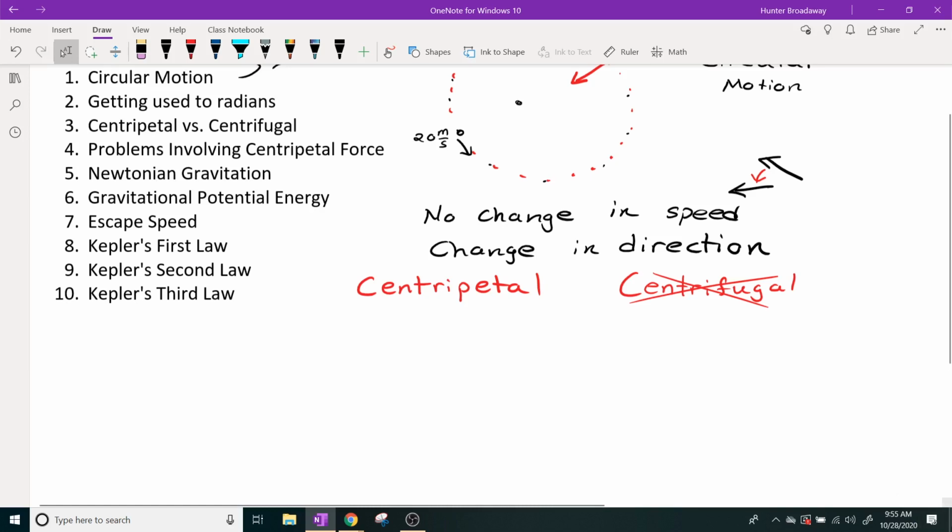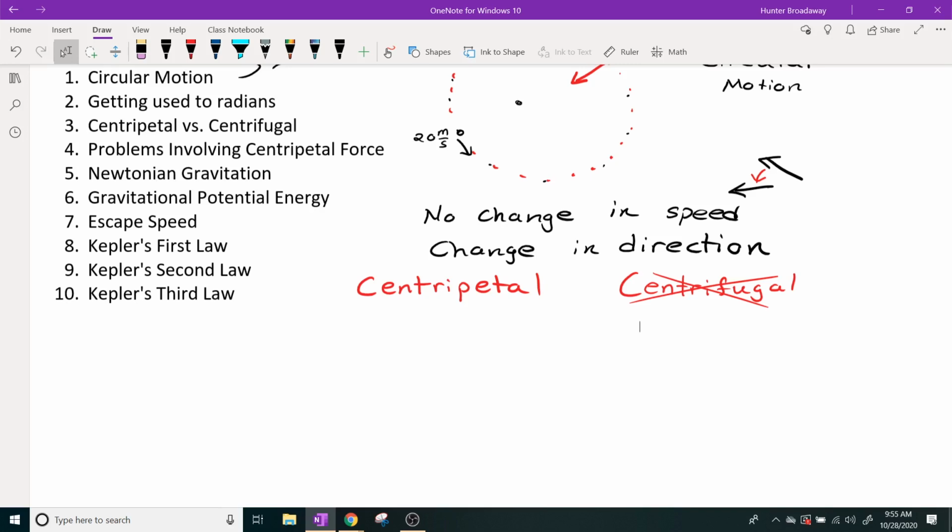Okay. Like linear forces are forces that go in a straight line. Centripetal forces are forces that go in a circle. So whenever I say that a force is a centripetal force, that means only that it's the flavor of the force that goes in a circle. It is not a force by itself.